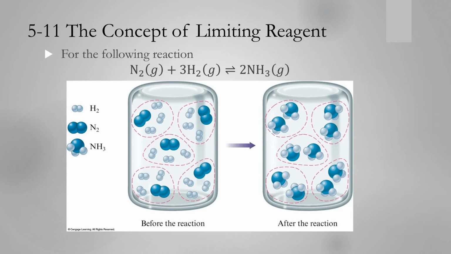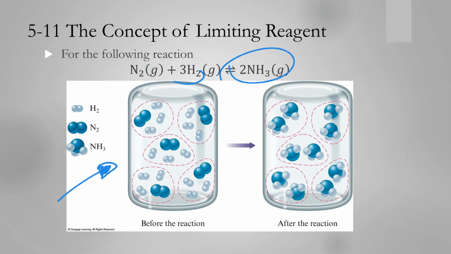Section 5.11 is the concept of limiting reagent. Basically, all reactions are going to have a limiting reagent, because what's going on here is extremely rare. If you look at it, we have this reaction of nitrogen and hydrogen to make ammonia.